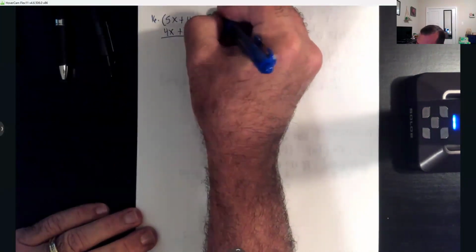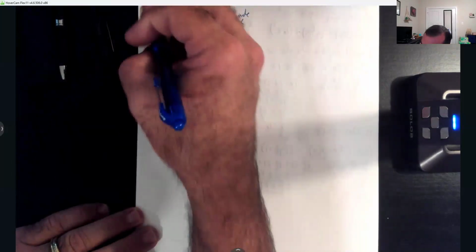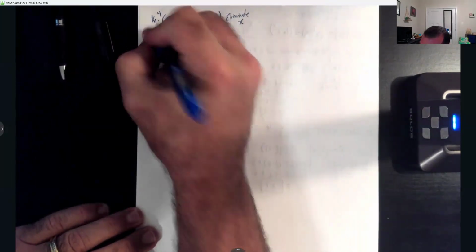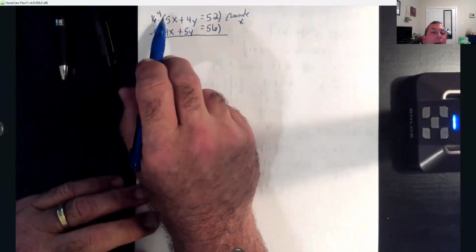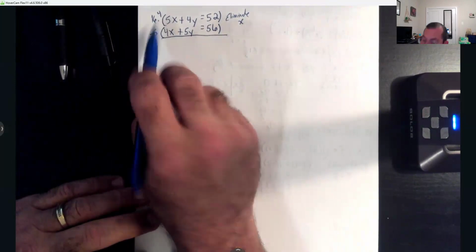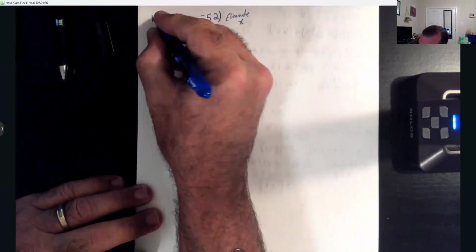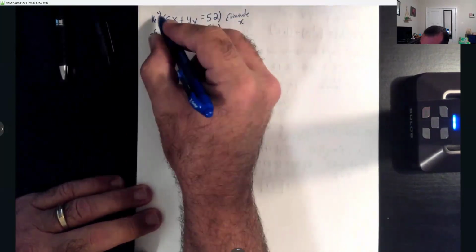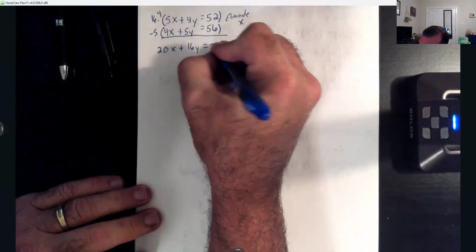So I'm going to keep the top positive and multiply that whole row by 4. That'll give me a positive 20. The bottom row, I'm going to multiply by negative 5, and that'll give me a negative 20 for that row. So let's do the first one. 4 times 5 is 20x, plus 4 times 4 is 16y, and that's 4 times 52, which is what, 208.